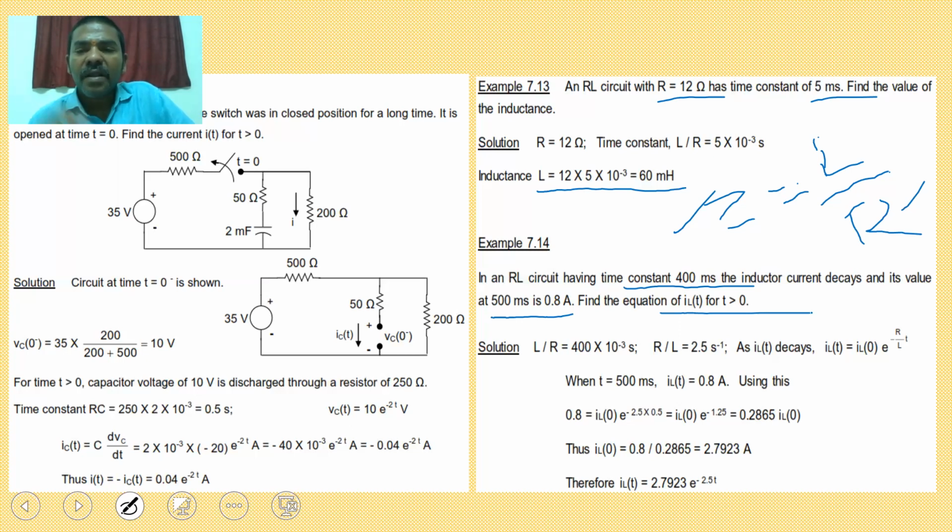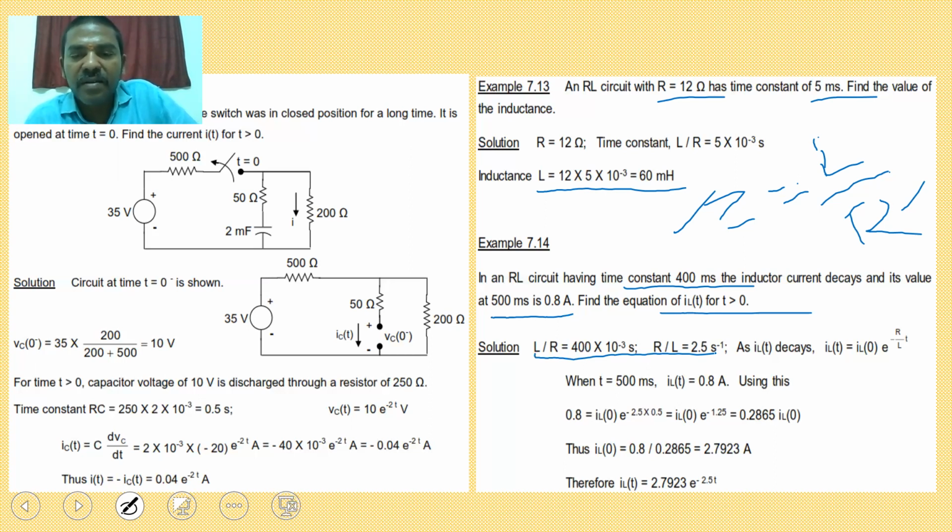So listen, the RL circuit is there. They have given the time constant value of 400 milliseconds. So tau is equal to L by R. The current is exponentially decaying, and the current at 500 milliseconds is 0.8 amperes. Are you understanding? So first you have to calculate the tau value. Tau given is 400 milliseconds.